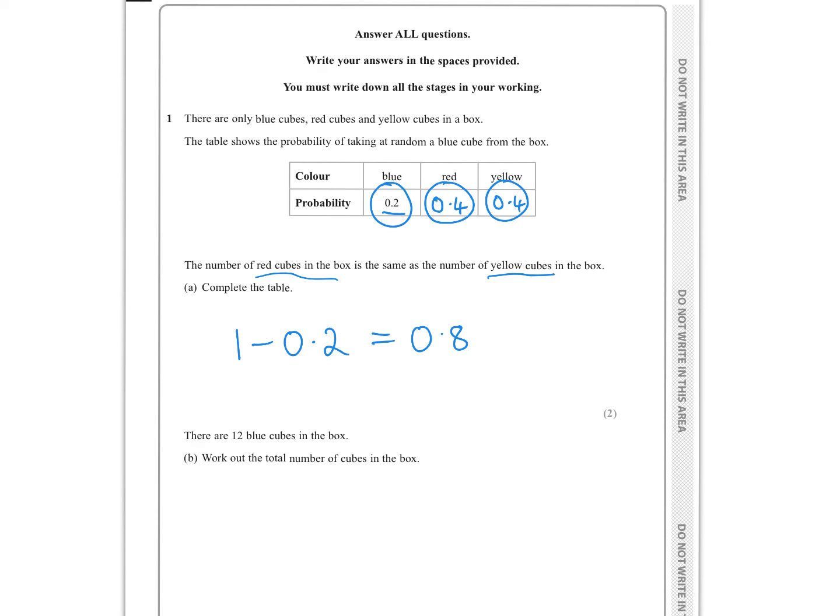There are 12 blue cubes in the box. Work out the number of cubes in the box. Well, if 12 blue represented a probability of 0.2, then if we times this right hand side by 5, we're going to get to the probability of 1, which is when you add all the probabilities together. So if we do the same to the number 12, we're going to get 60. So 60 cubes is the total number of cubes in the box.